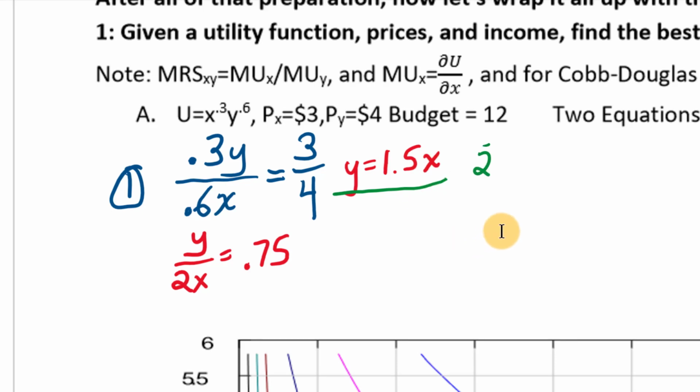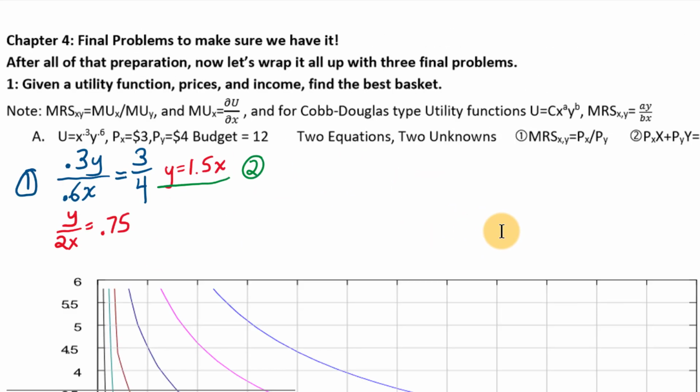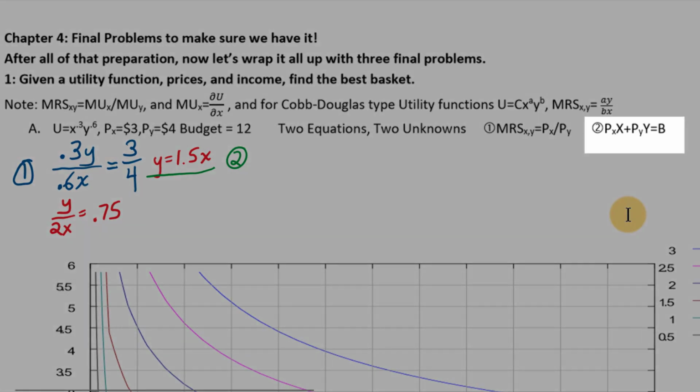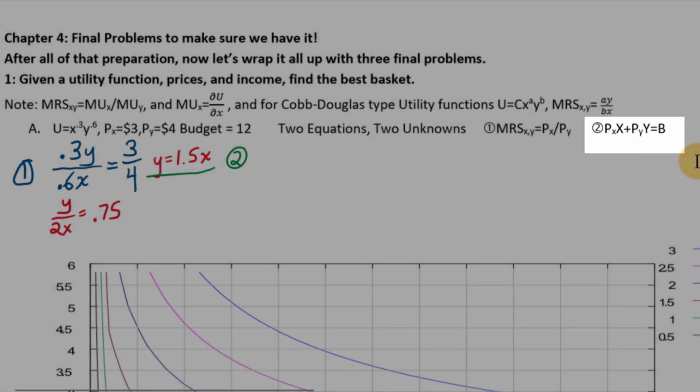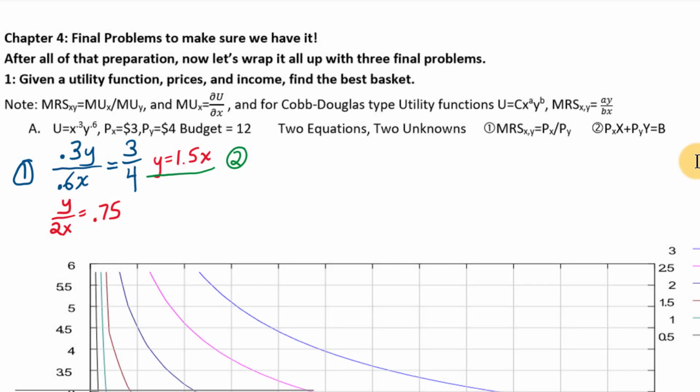So now we set up our second equation, which is our budget line. So the budget line equation just says price of x times x plus price of y times y has to equal our budget. We're spending our whole budget, in other words. So $3 times x plus $4 times y equals our budget, which is $12.